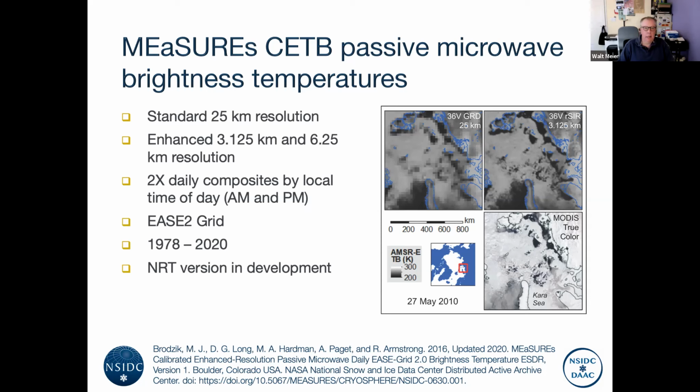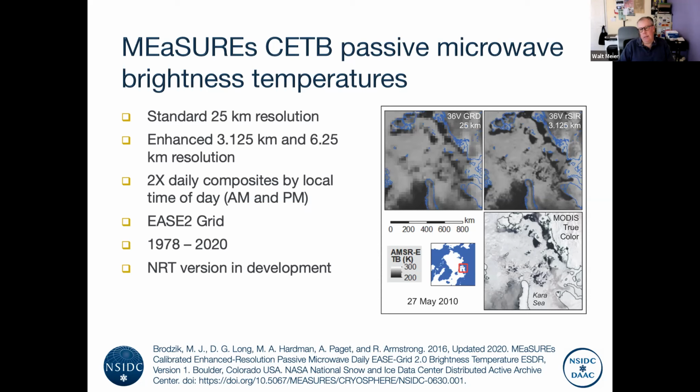On the upper left is the standard gridded drop in the bucket. You can see the real pixelated values of brightness temperature here, where you can see the low resolution quite clearly. And then on the right is 3.125 kilometers, and you can see how much sharper it is and how much more detail you see in it.